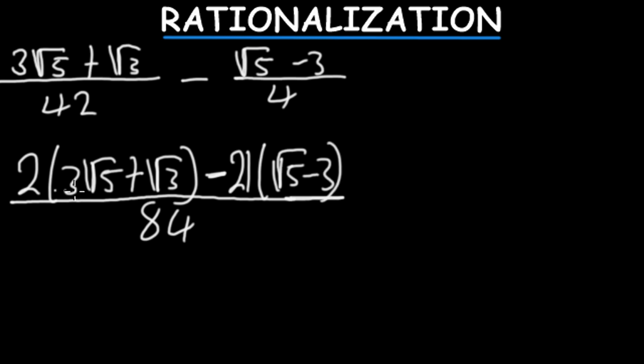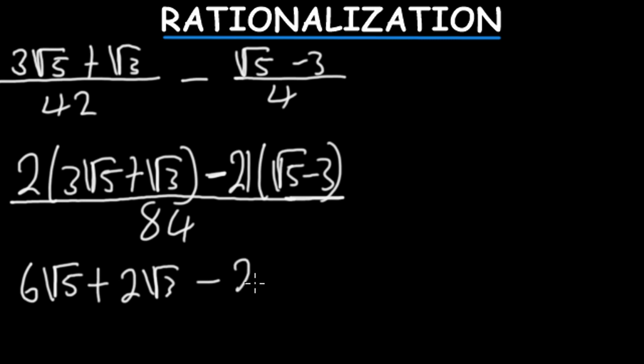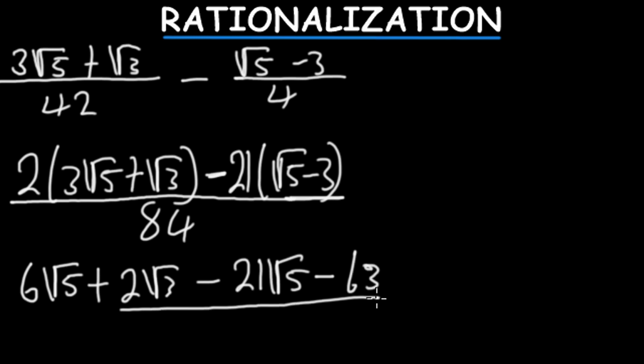Okay. So 2 times 3 root 5, that's 6 root 5. 2 times root 3, that's plus 2 root 3. Minus 21 times root 5, that's 21 root 5. Then minus 21 multiplied by minus 3, and minus 21 times 3, so we have minus 63. So minus 63, all divided by 84.